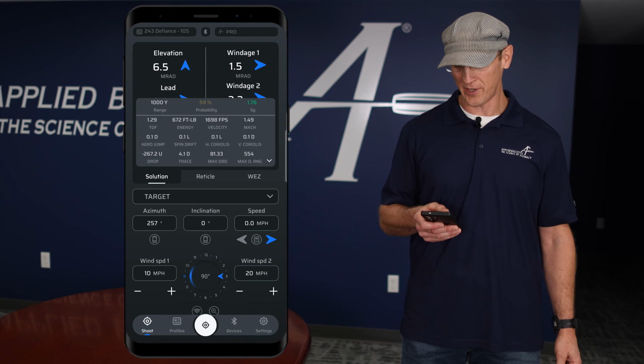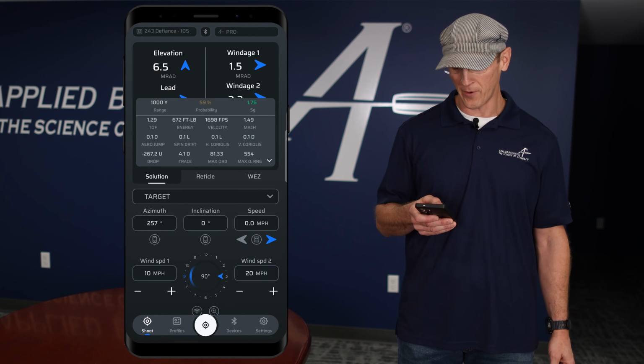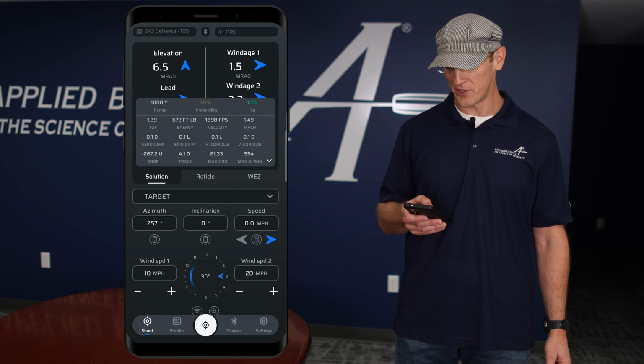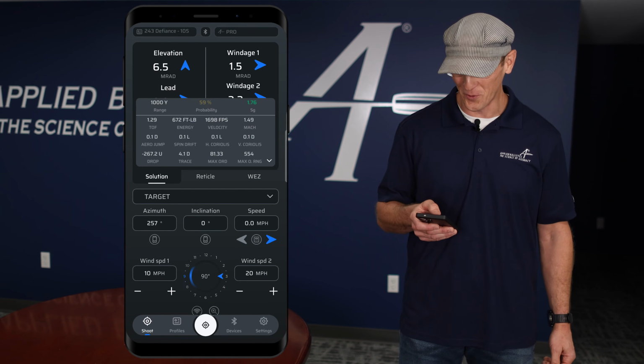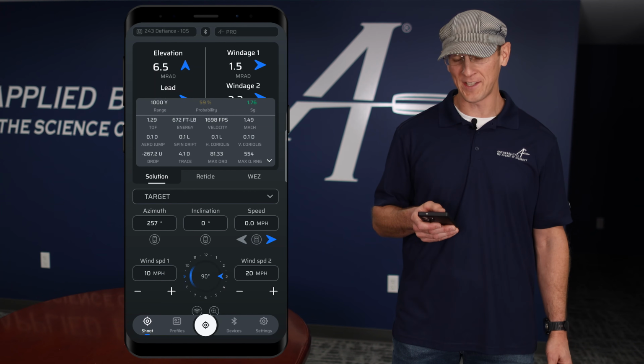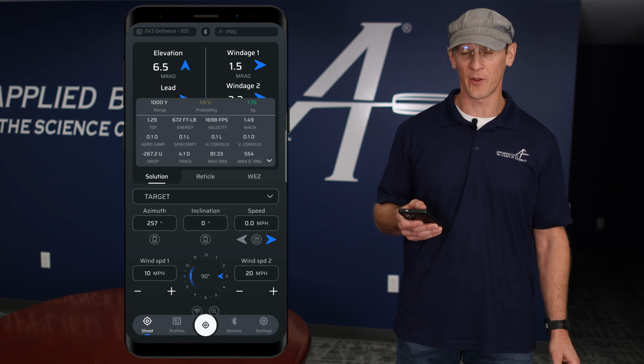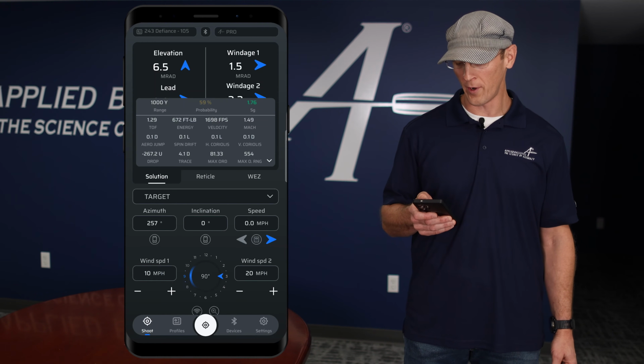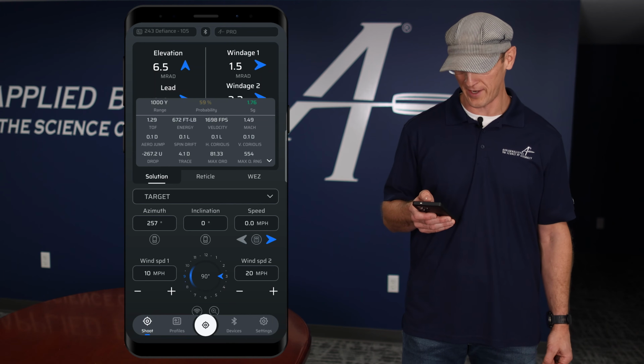Aerodynamic jump, these are all your secondary effects now on this third row. You've got aerodynamic jump, spin drift, horizontal and vertical Coriolis effects. So all of these tiny little things that usually are just 0, 1, or 2 clicks maybe are going to show you how much they're contributing to your solution there.